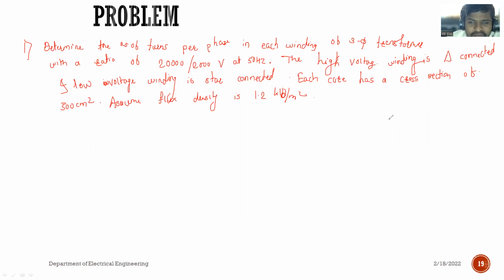Now we want to calculate the number of turns per phase. Also they have given that each core has a cross section of 500 centimeters square. So the cross sectional area is given, and the flux density is given. We want to calculate TPH1 and TPH2.